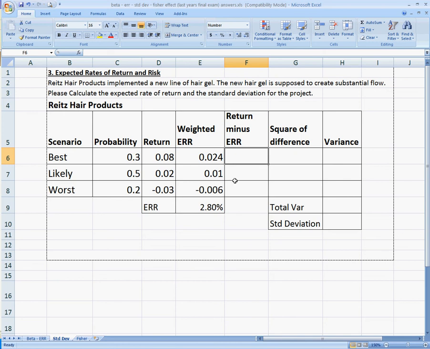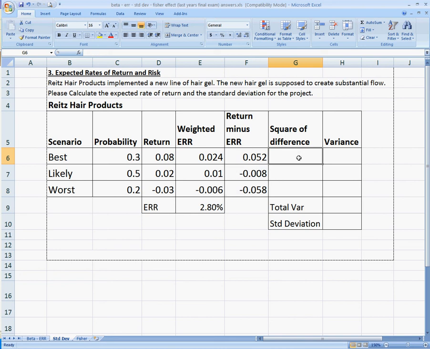Now, there's a column here that says return minus our expected rate of return. So this is our average, right? So how much do we deviate from the average? And that's basically what we're asking. And that is just your return minus your expected rate of return. Okay, and I'm going to anchor my expected rate of return because I just want to drag it down. Okay, and you might want to go out a few more there.